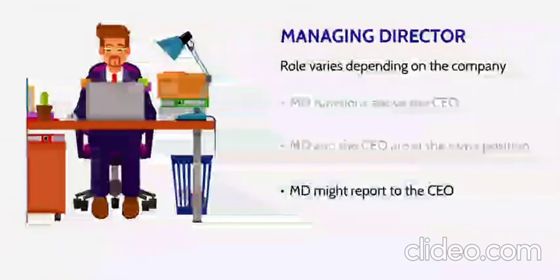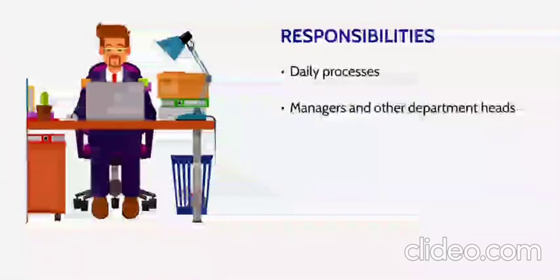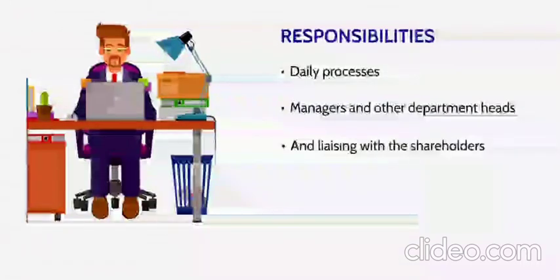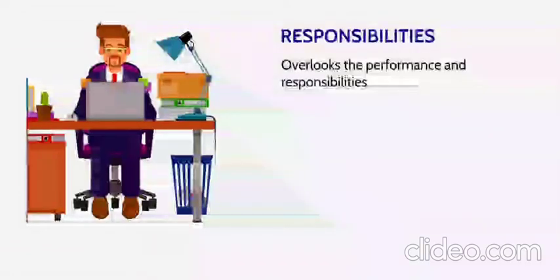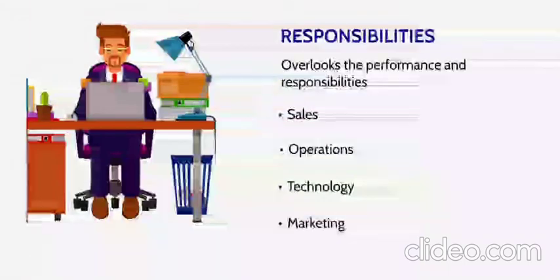While the details of their responsibilities might change in all these cases, they are tasked with overseeing day-to-day business, daily processes, managers and other department heads, and liaising with the shareholders. In cases where the managing director reports to the CEO, they oversee the performance and responsibilities of the directors of different departments, such as the director of sales, operations, technology, marketing, and more.